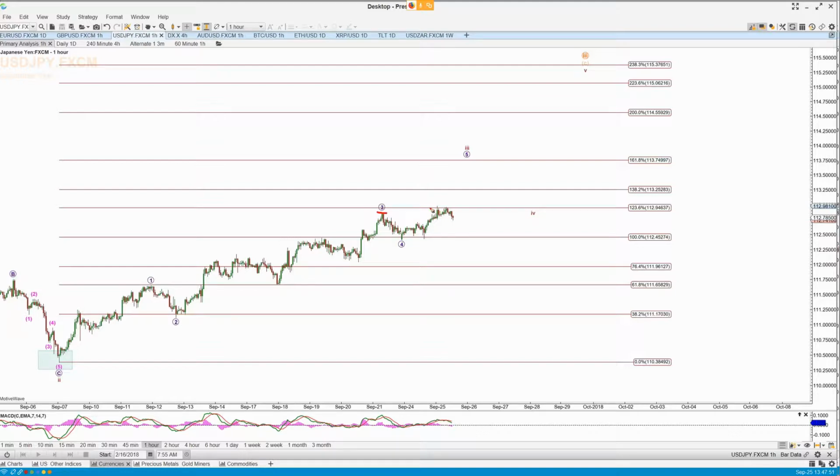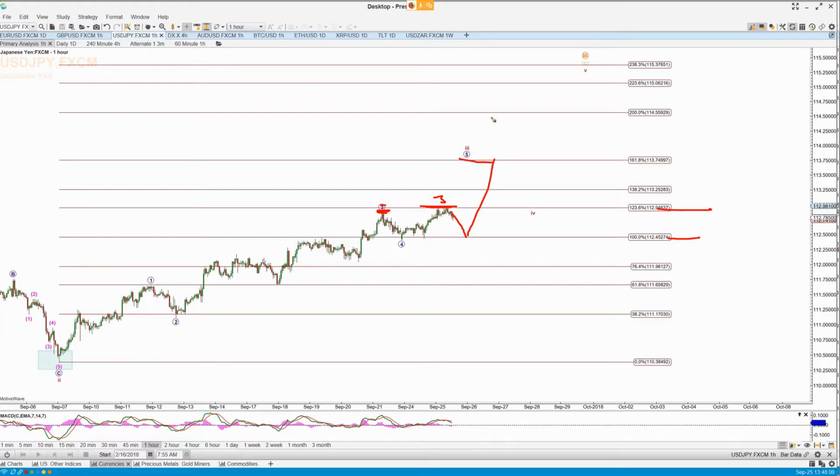US dollar, Japanese yen. So we've taken this peak out. We've just come up and hit this 123.6 that we didn't quite hit here. This 3 may be here. If we start to come down again, watch 112.45 and then up.